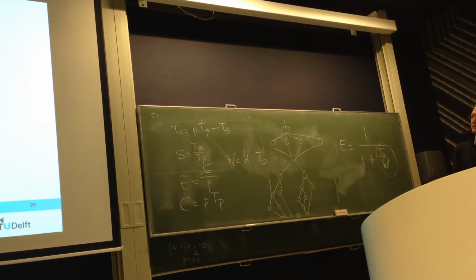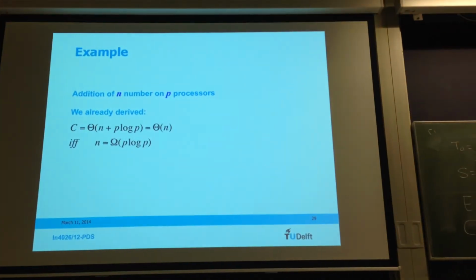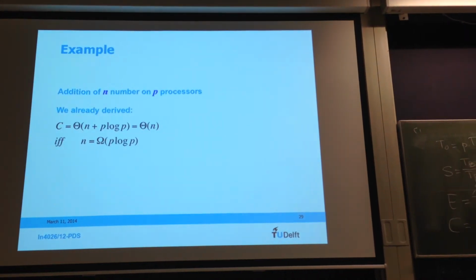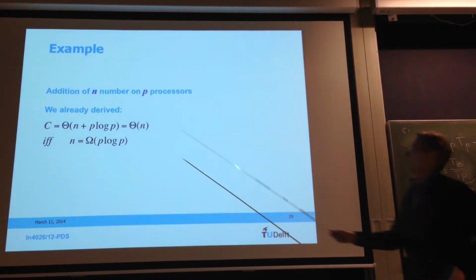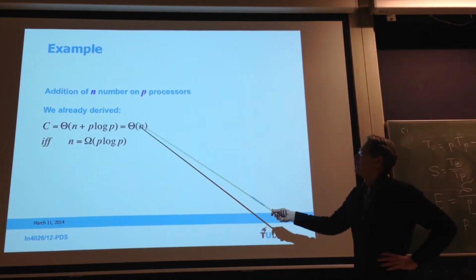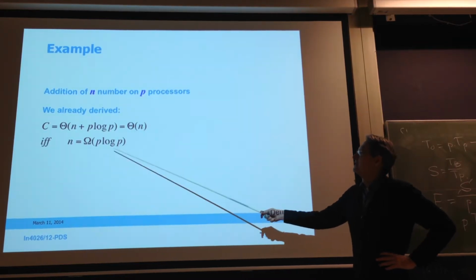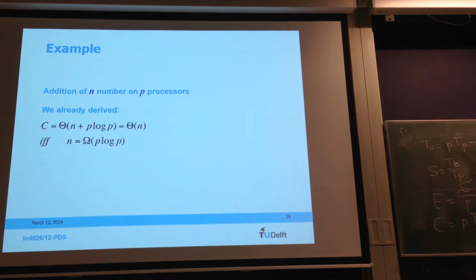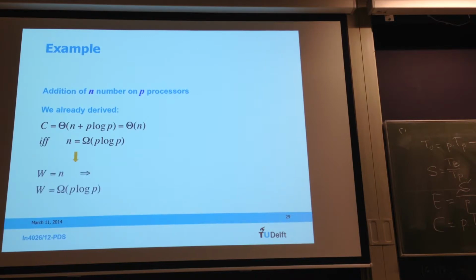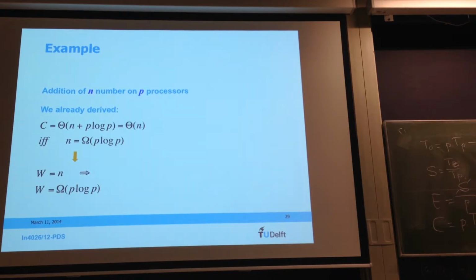Again, an example: adding n numbers on p processors. We already derived this expression, that the cost here is n plus p log p, which should be in the order of n, and that only holds if n is lower bounded by p log p. The workload is n, so the workload is lower bounded by p log p to derive cost optimality.